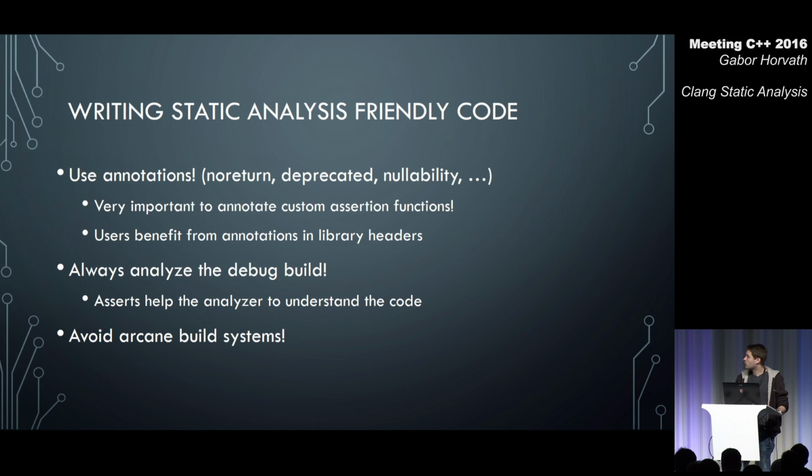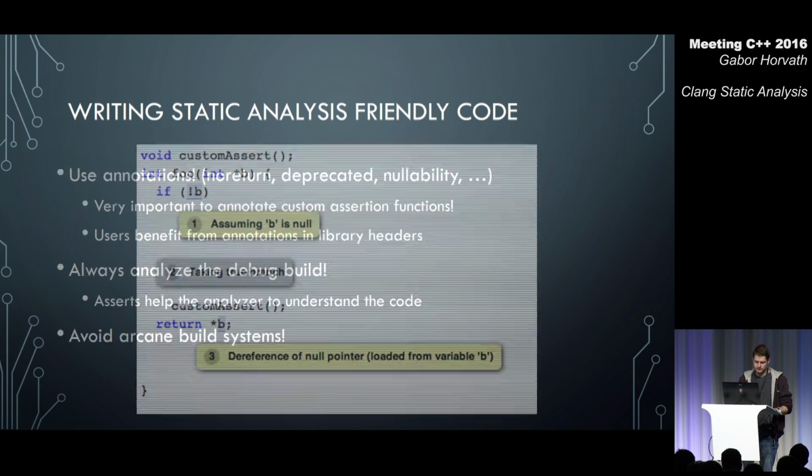It is always useful to analyze the debug build, because in the debug build, asserts are not compiled away, and those asserts can also convey useful information about the invariants of your code to the static analysis tools. And if you are using build systems that almost nobody knows about, then you will have a harder time getting support for integrating the static analysis tools into your workflow.